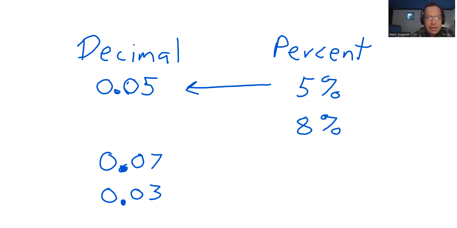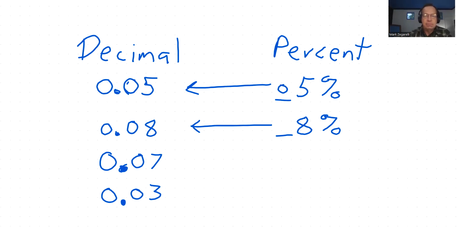So same idea here to change 8% to a decimal: 0 point, and then we have to remember 0.8. For that one digit number, the zero holds the place that was not needed over here. We don't really need a zero here, but we do need it in the decimal column.